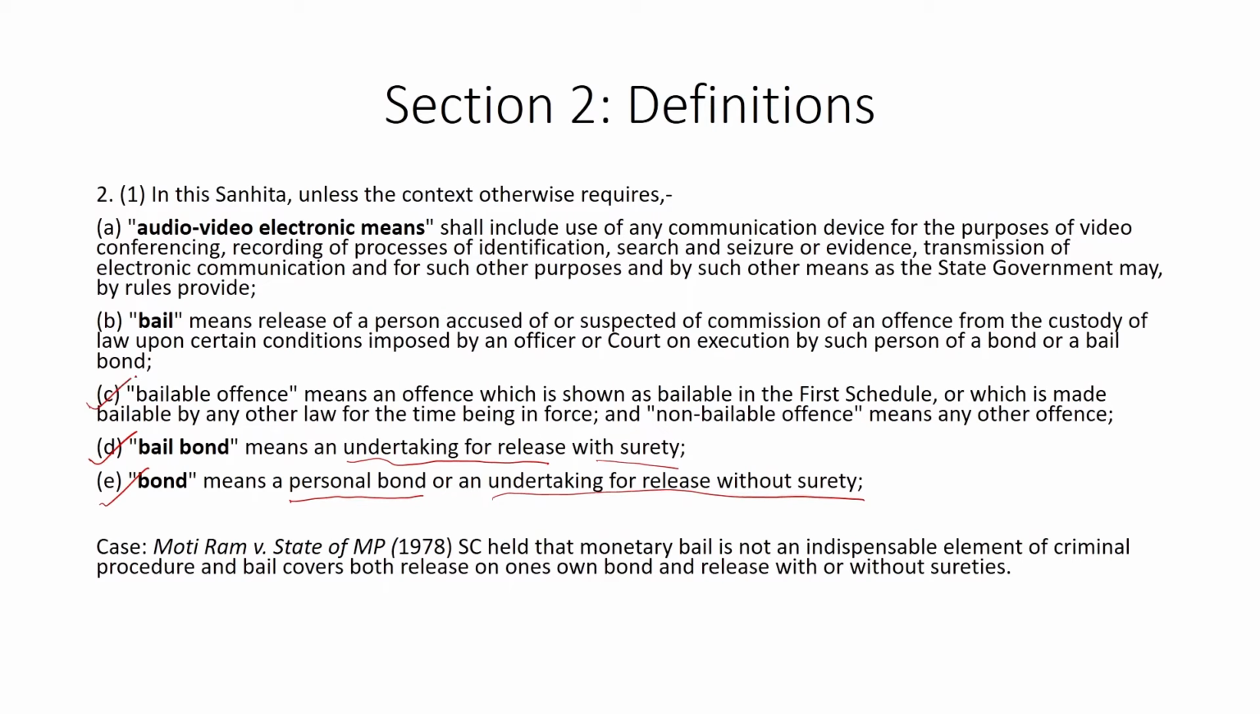Now, section 2C, what is a bailable offence? So, bailable offence means an offence which is shown as bailable in the first schedule, or which is made bailable by any other law for the time being in force, and non-bailable offence means any other offence. So, whether an offence is bailable or non-bailable, how do we know? See, it is not for us to apply our discretion and just come to an assumption that just because this is an offence which is not more serious in nature as per our own subjectivity, so this should be made a bailable offence. No.